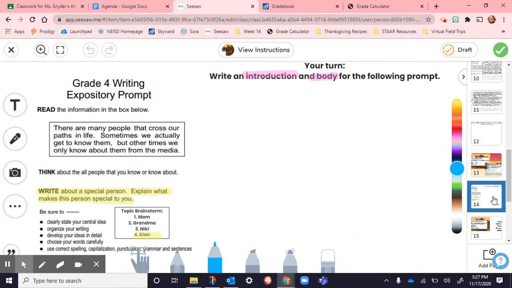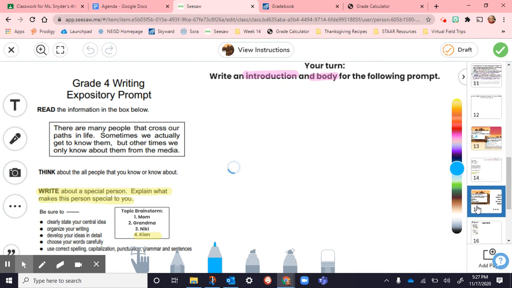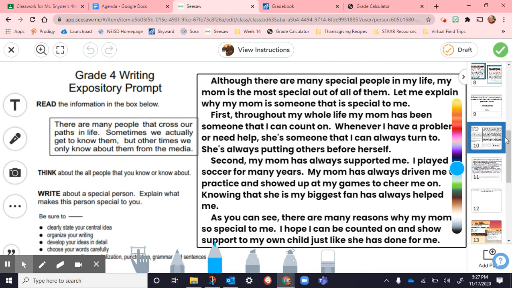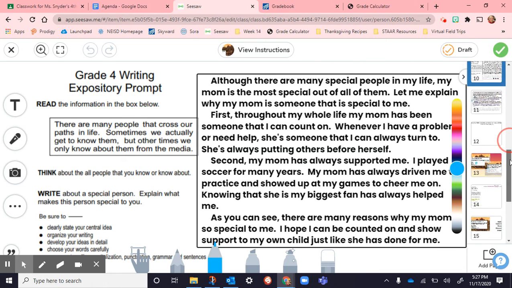And then on page 14, students had the remaining time to go back to page 14, and they wrote with this prompt here. This is the same one that I modeled above right here on page 10. So you can look at my model here.